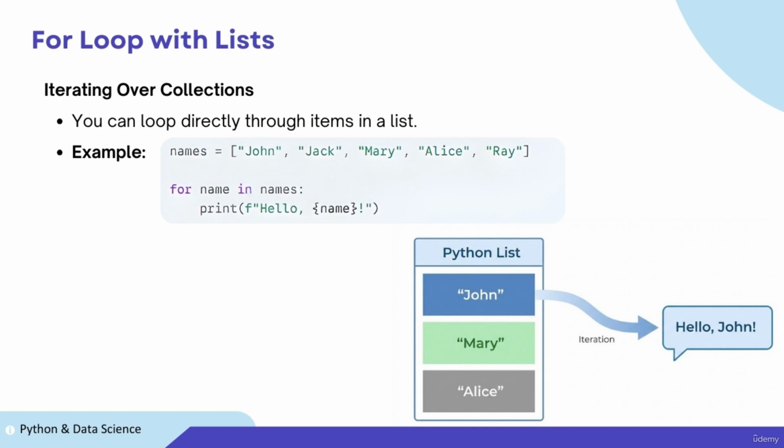We don't just loop through numbers, we can loop through data collections directly. Look at the list of names. names = ["John", "Mary"]. We can iterate through this simply: for name in names: print(f"Hello {name}"). This is much cleaner than using index numbers like in other languages.